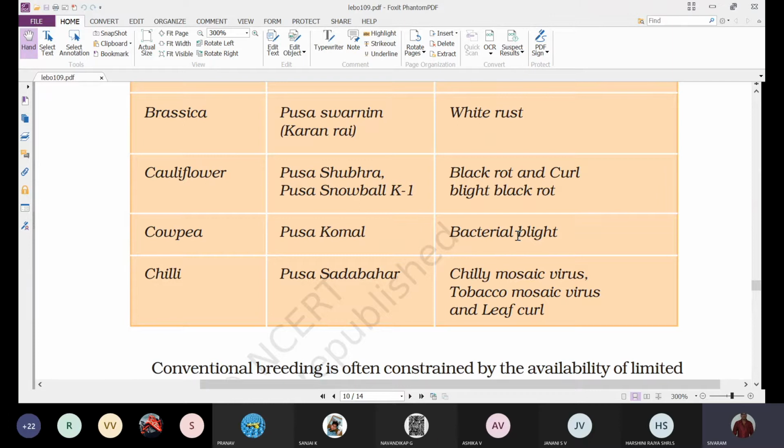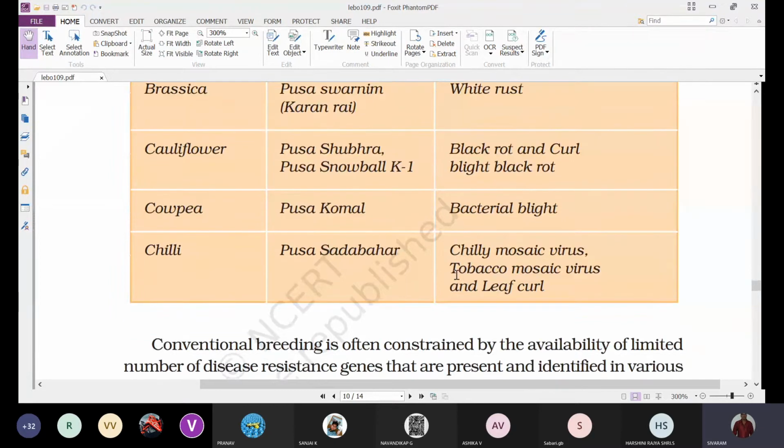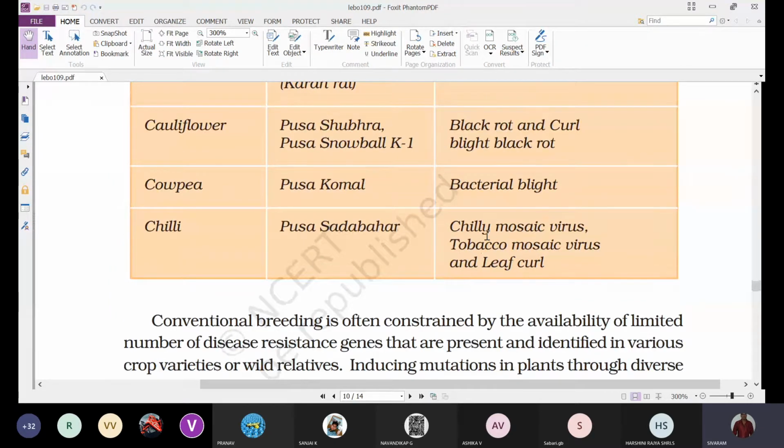Next, in chili, we have developed a new variety called Pusa Sadabahar. In this chili, they developed resistance against chili mosaic virus, that is tobacco mosaic virus. Tobacco mosaic virus not only causes disease in tobacco, it also causes disease in chili.